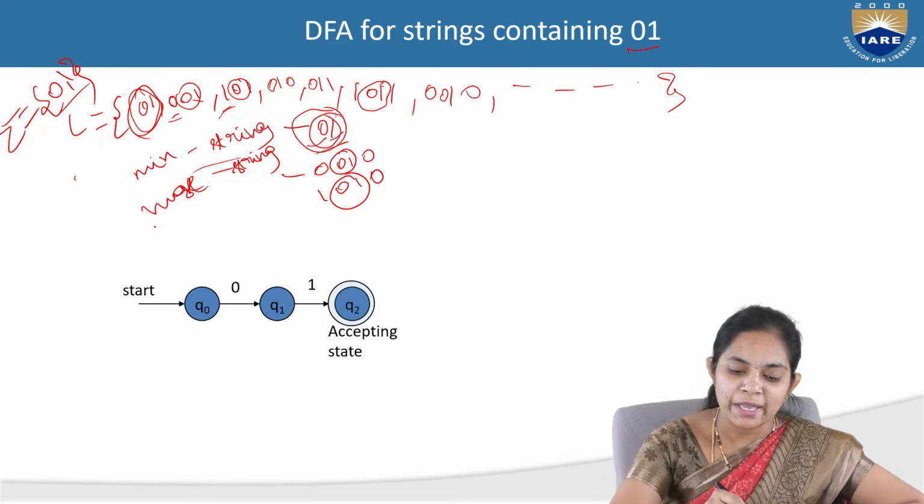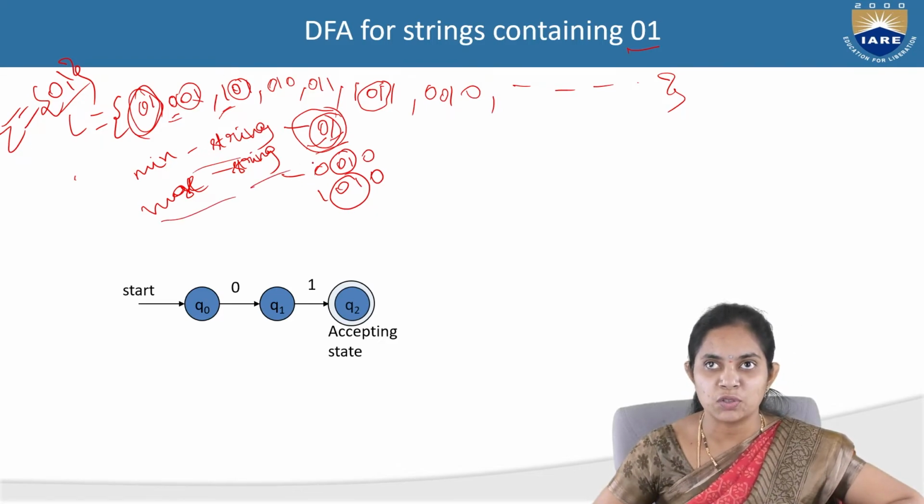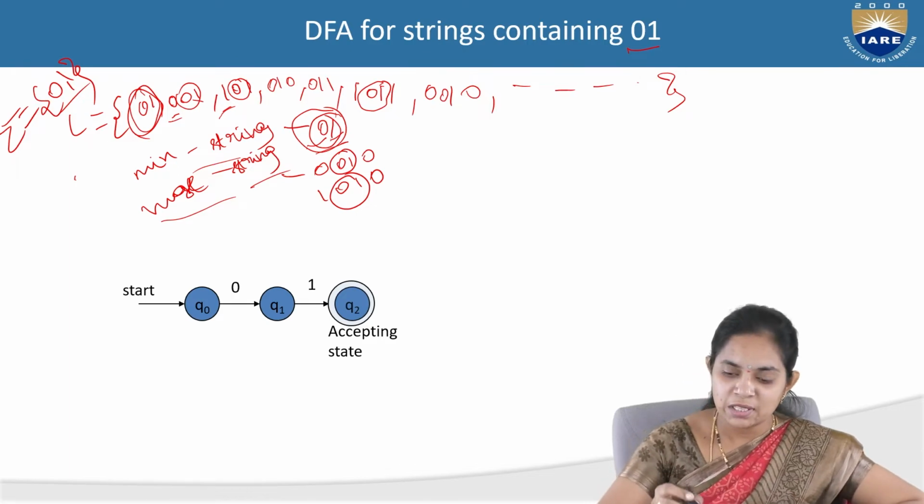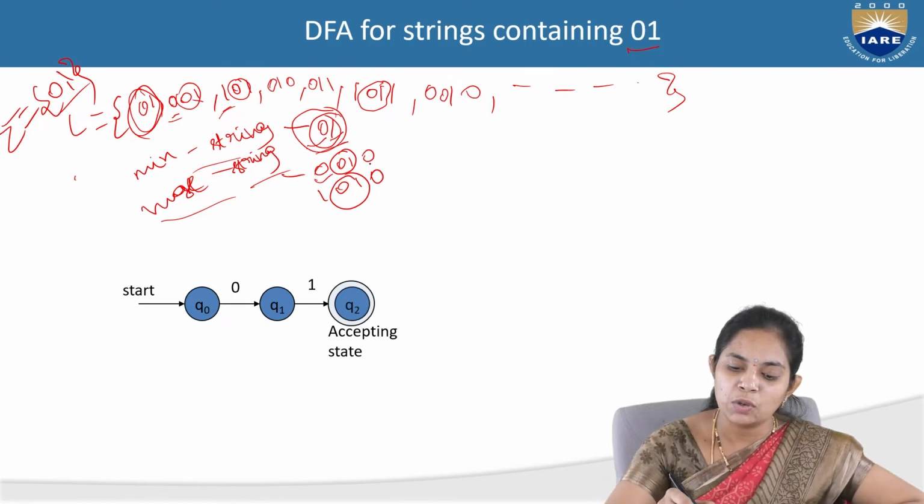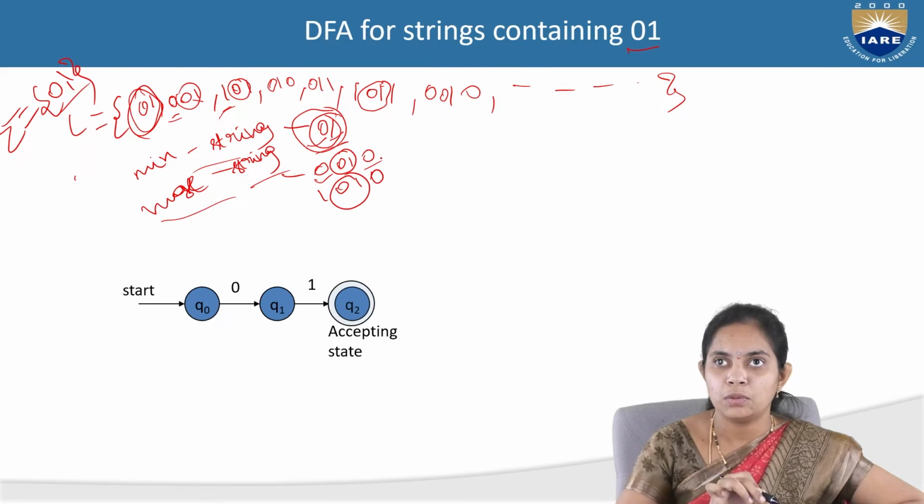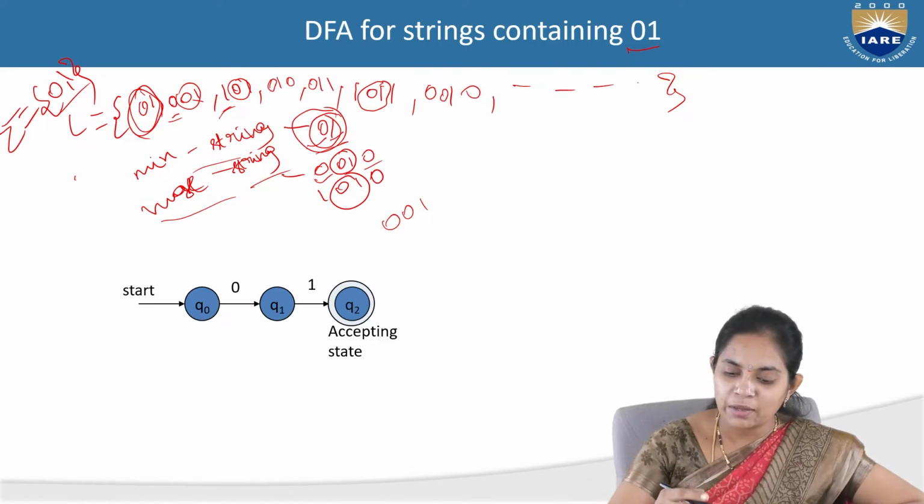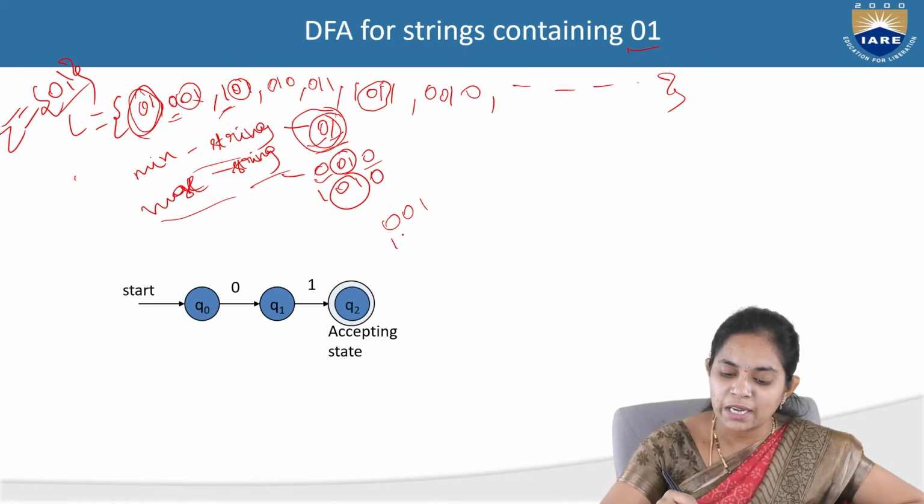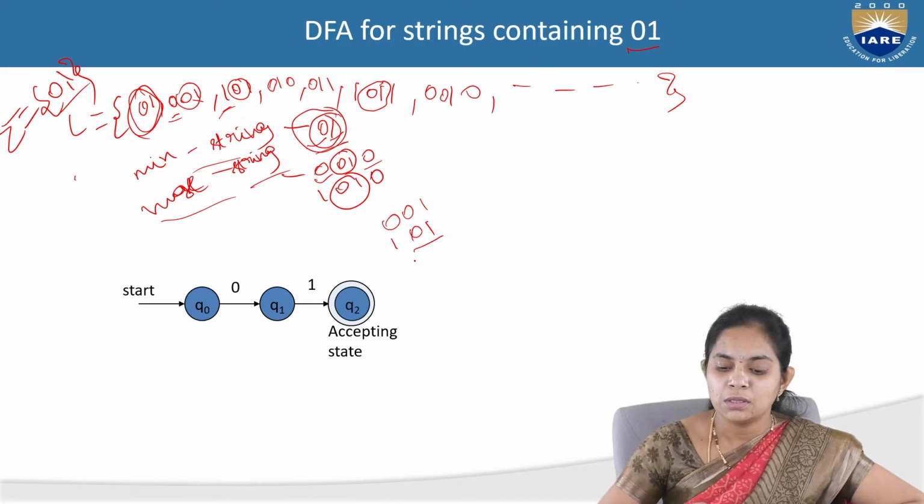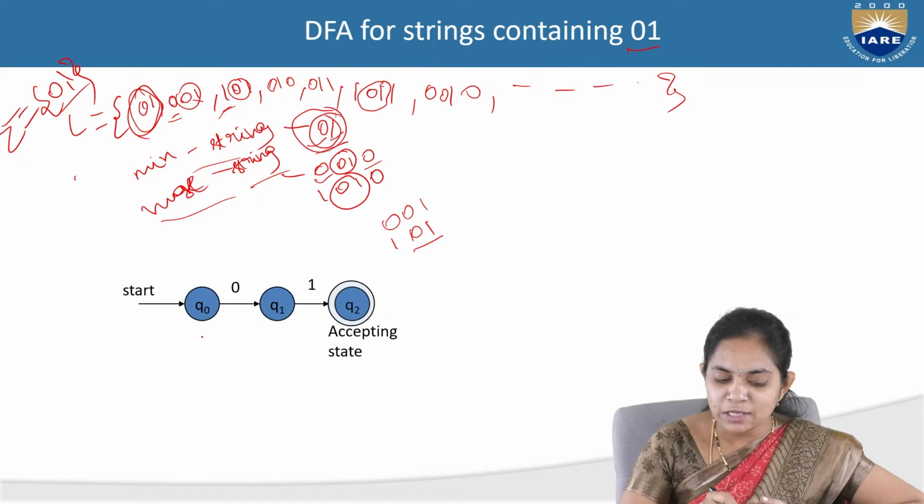And what about the maximum string construction? Here the string is going to start with 0 and end with 0. If you take the input 0, 0, 1, what will happen? 0 is there and 1 is there. And next, 1 is there, and it is starting with 1. What will happen? There is no 1 here.